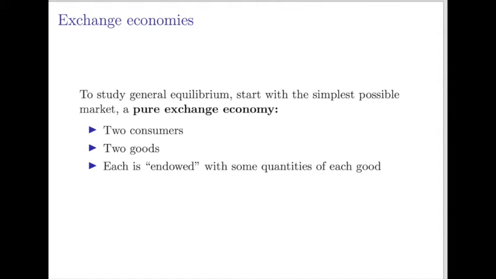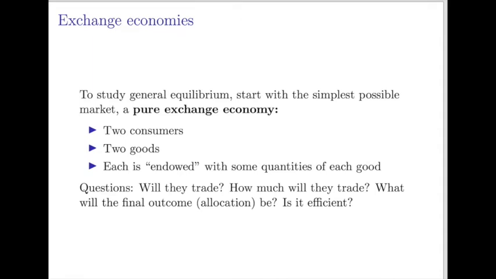Okay, and each of them owns some amount of each of the two goods, and we're going to take that as our starting point, because these are the simplest types of economies in which we can demonstrate the ideas of general equilibrium. So the question here that we're going to ask is, how are these two consumers going to trade with one another? And how much are they going to trade? And what's the final allocation going to be? And finally, is that allocation going to be Pareto efficient?